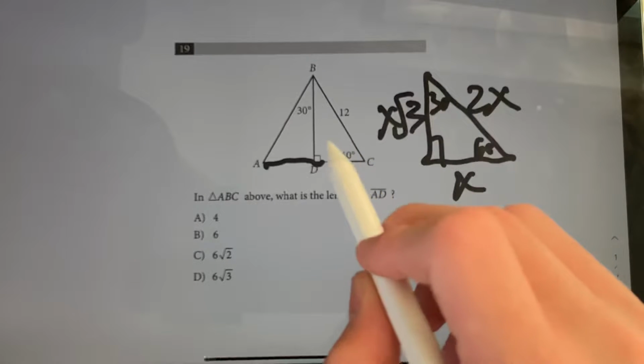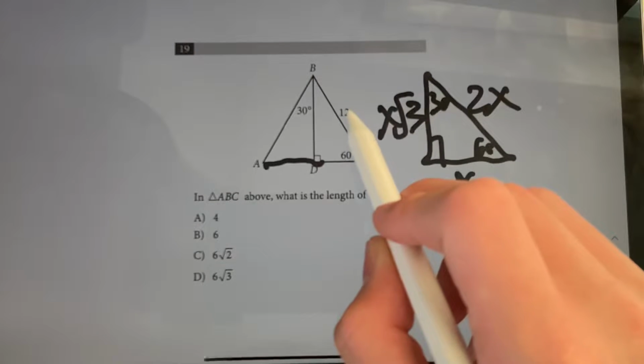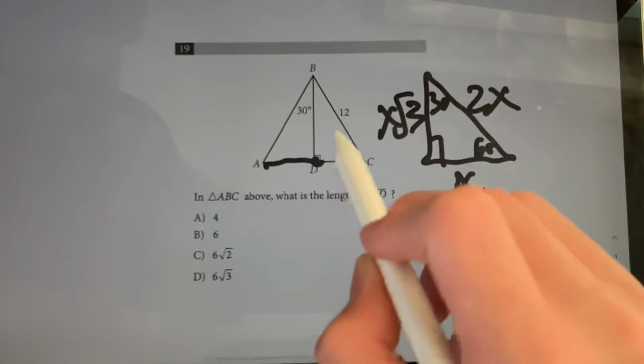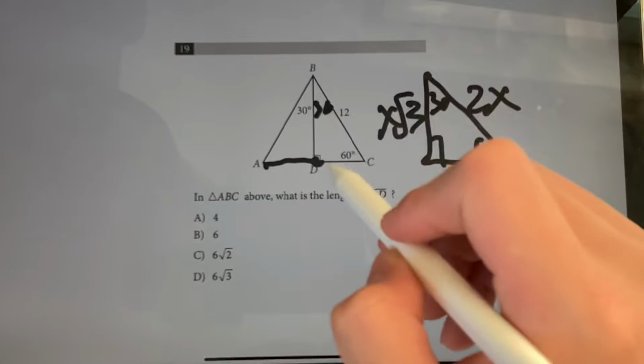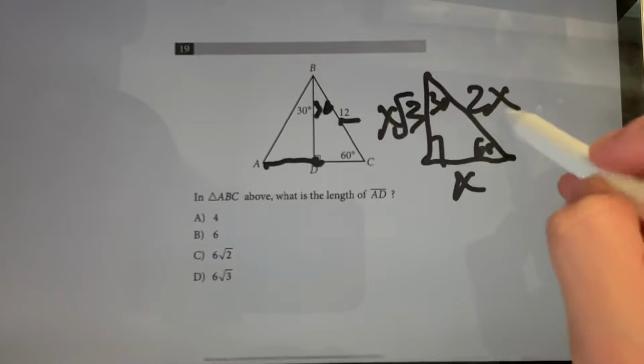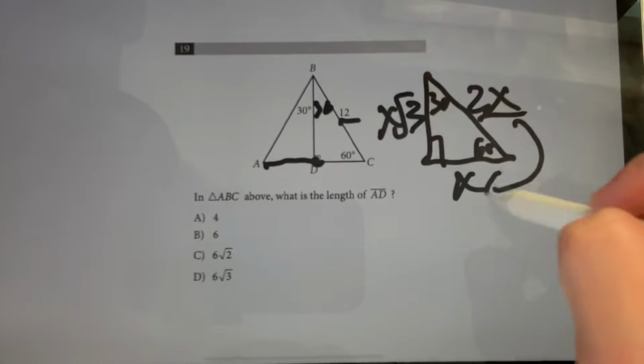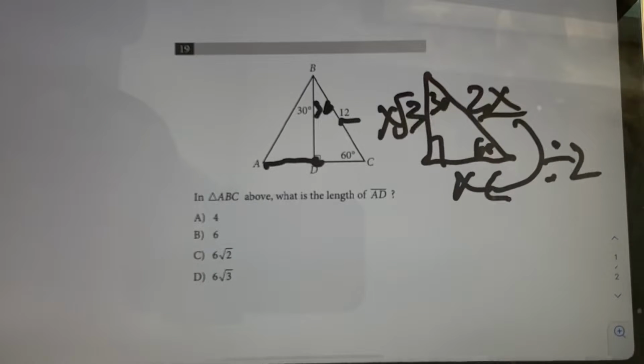So basically, if I see that opposite of a 12 is the 90 degree angle, what does this mean? This angle has to be 30 as well, right? Because 30, 60, 90. And then opposite of that has to be half the hypotenuse, right? Because if this is 2x, this is half. We divide that by 2. So this has to be 6.